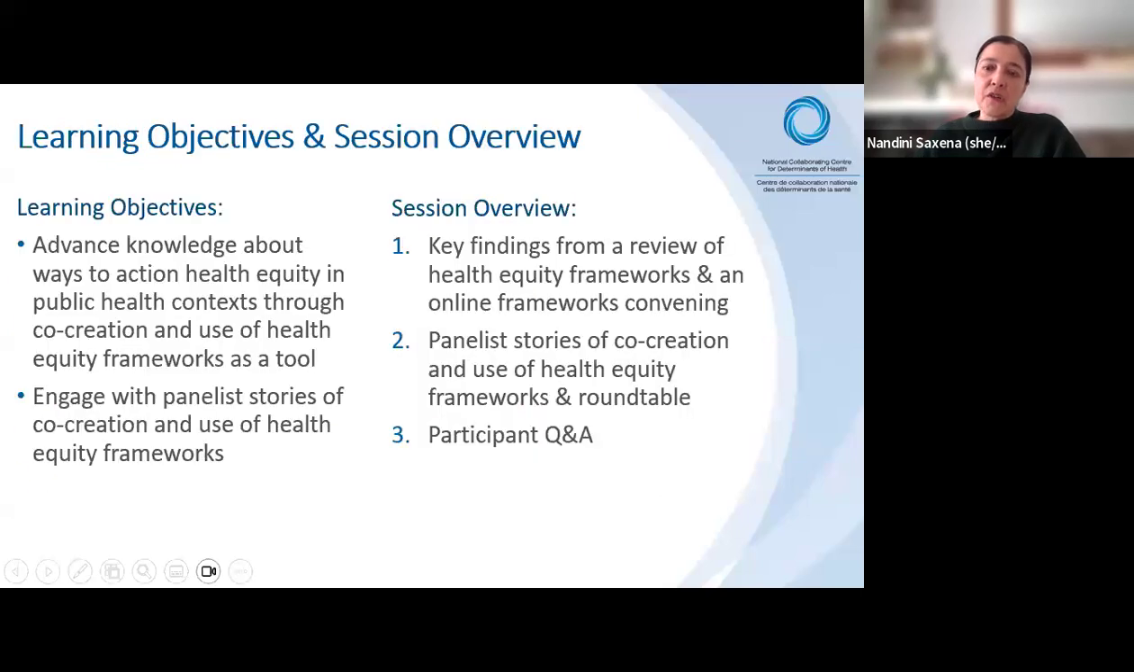In terms of what we're going to do today, the way that we're going to structure today's session is to share with you some key findings from a review of the literature on health equity frameworks, and also to share some of the key themes that emerged at a recent online convening also on health equity frameworks. Then we're going to hear from Dru, Chantal, Eric, and Karen, their stories of how they've been using health equity frameworks in their own different contexts. And then we'll make sure that we reserve a good amount of time to hear from you in terms of any questions that you might have for our panelists.